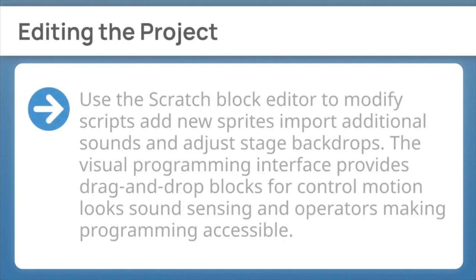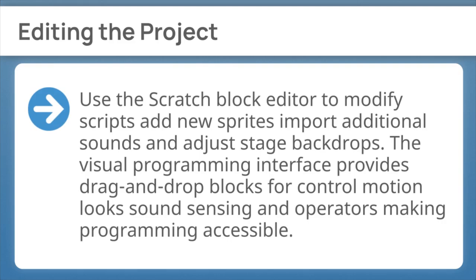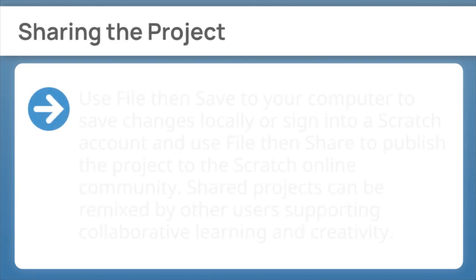Next, editing the project. Use the Scratch block editor to modify scripts, add new sprites, import additional sounds, and adjust stage backdrops. The visual programming interface provides drag and drop blocks for control, motion, looks, sound, sensing, and operators, making programming accessible. Finally, sharing the project.